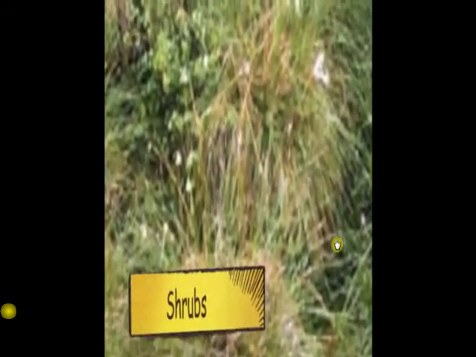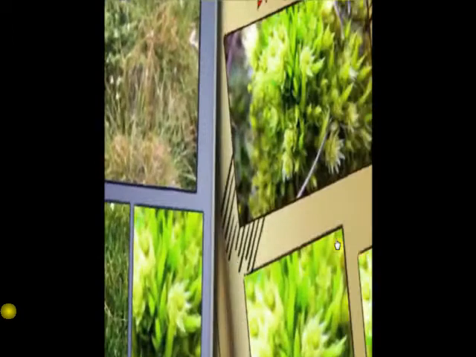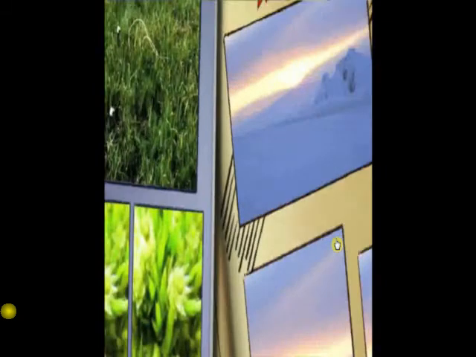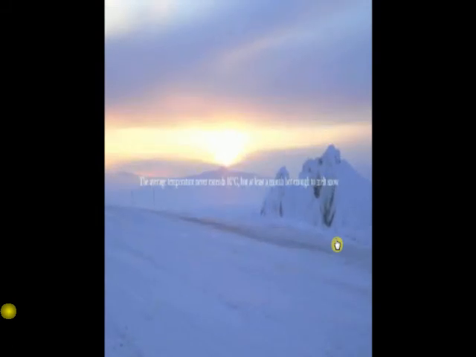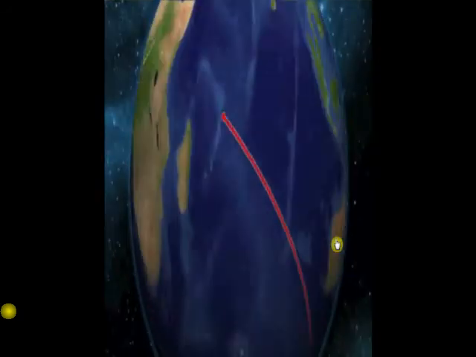The plant life: shrubs, sedges, and last, mosses. Obviously, these are all low-lying plants and cannot have a very deep root system because of the 3 to 4 week growing season, so everything must have a very short root system. Again, the growing season just barely gets above freezing to melt some of that top surface.